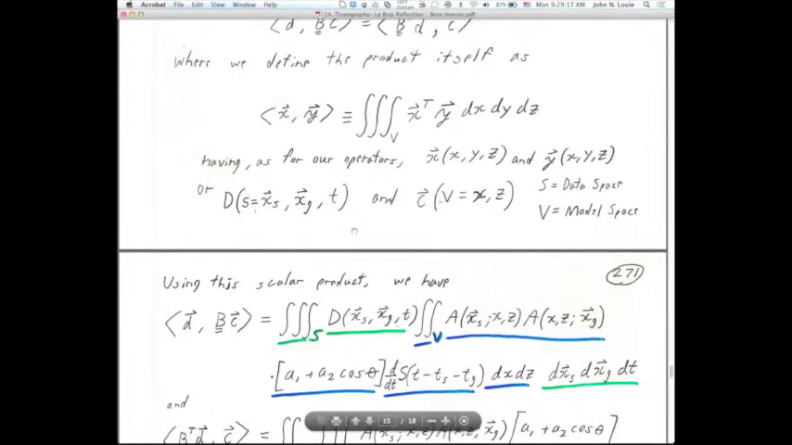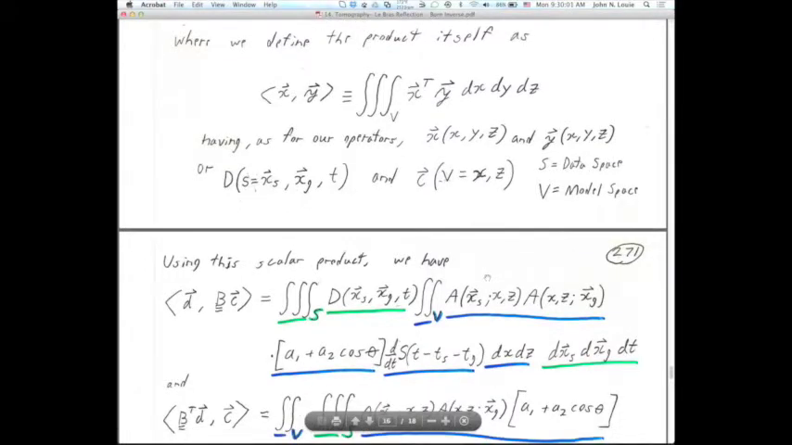Now the x and y's that we have here are our data, with source x sub s, which is a vector, as you can see, so it can be a 3D location vector, x sub g, and time. So we've got three variables there. And then we've got our C, our model space. S is the data space, and V is the model space. V is in x and z. The data space is XS, XG, and T.